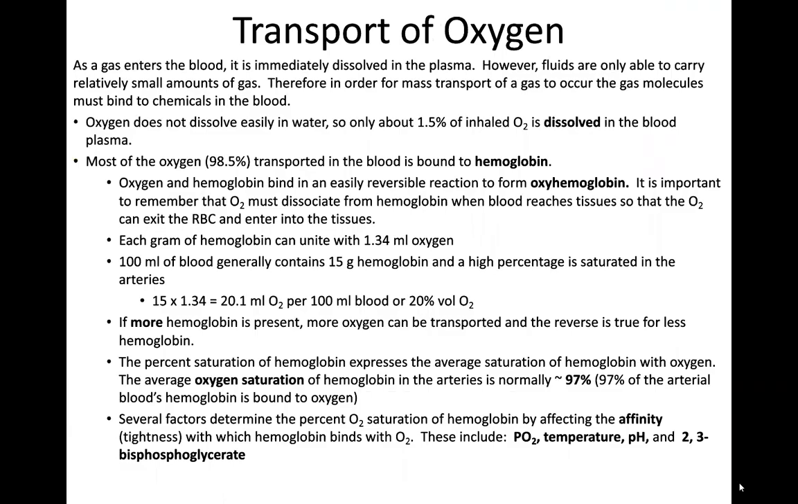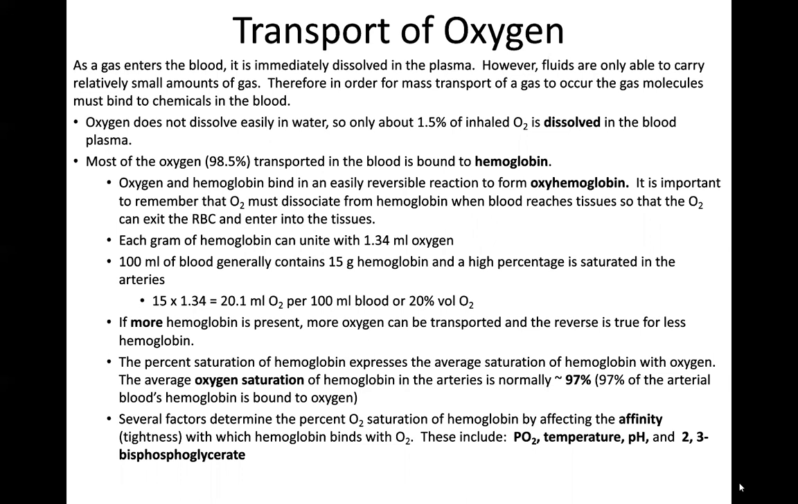Starting with the transport of oxygen, we've talked a little bit about it before. You can see hemoglobin listed here on this page, which we've talked about before. But we'll talk about another way. Let's just read through and we'll go from there. As the gas enters the blood, it is going to be immediately dissolved in the plasma. Remember, the plasma is the liquid part of our blood. However, fluids are only able to carry relatively small amounts of gases. Therefore, in order for mass transport of the gas to occur, those gas molecules must bind to chemicals in our blood. Thankfully, we have lots and lots of hemoglobin inside of our red blood cells. And that's the way that we carry most of our oxygen.